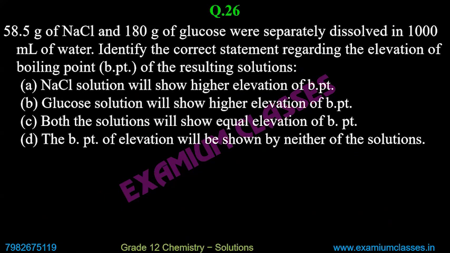58.5 grams of NaCl and 180 gram of glucose were separately dissolved in 1000 milliliters of water. Identify the correct statement regarding the elevation of boiling point of the resulting solution. Read the statements and tell me the answer. There are two separate solutions, remember. In one case, NaCl is dissolved in water. In second case, glucose is dissolved in water.